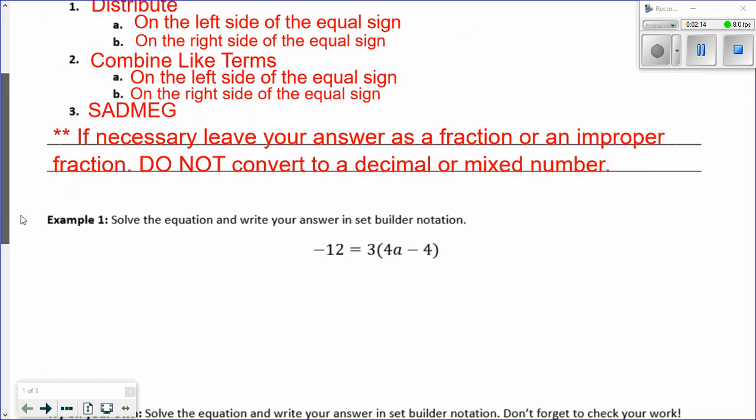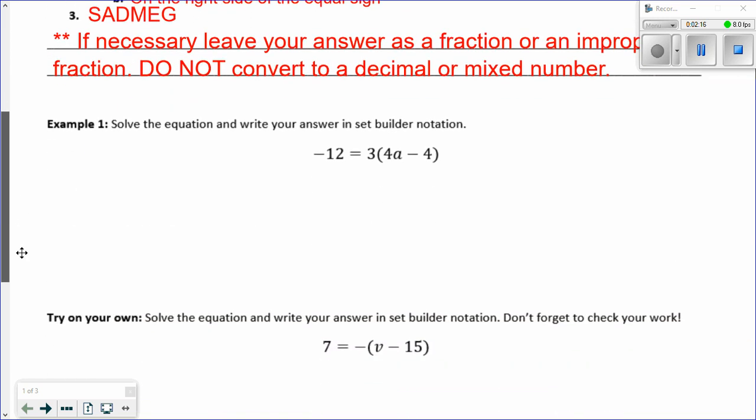Okay, so let's do a couple examples. So example 1, we have to solve the equation and write our answer in step builder notation. We learned step builder last time. That's with the brace, the variable, a line, such that, and then your answer, basically.